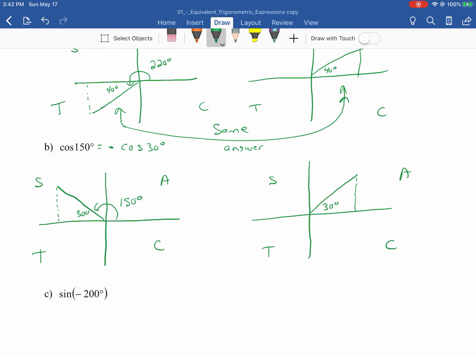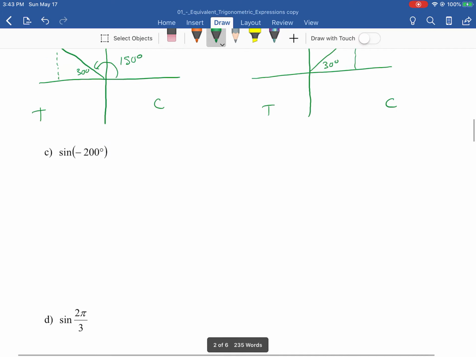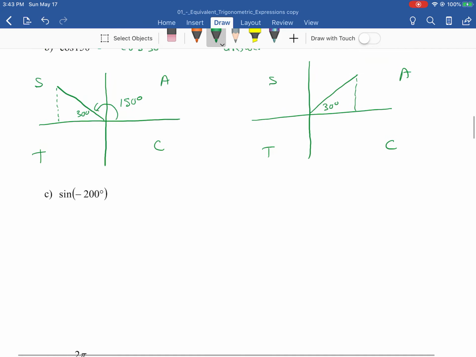The cosine of 150 has to be the negative of the cos of 30, because the cos of 30 is going to come out to be positive. If you type cos 150 in your calculator, you'll get the negative answer, negative 0.866. And if you type cos 30 in your calculator, you get the positive one. So the cosine of 150 is the negative of the original answer. Okay, keep going. Same steps every time.